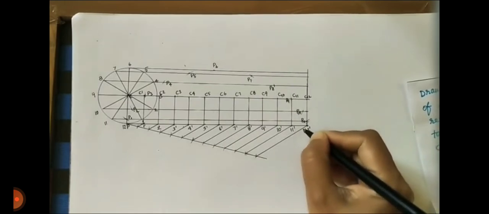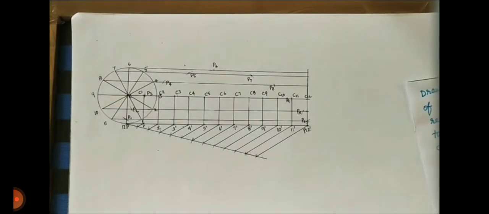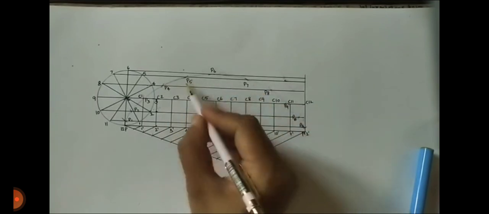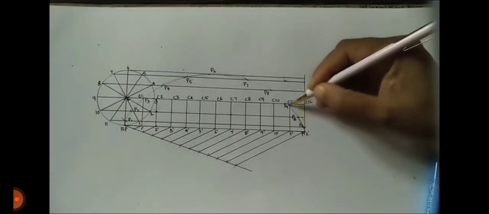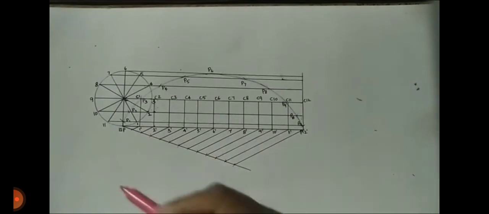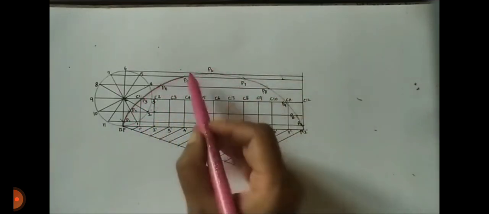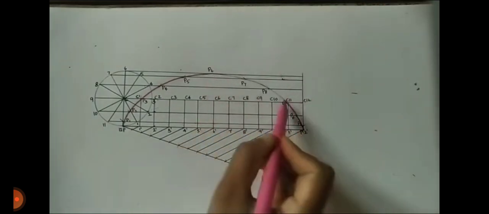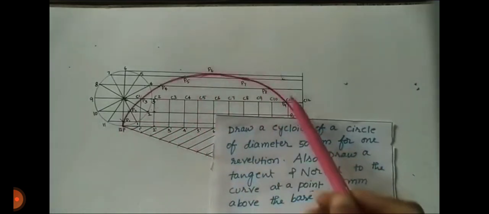In this way, firstly name the points, and after that draw a curve freehand between these points. Draw a faint freehand curve first. In this way you draw the cycloid first. After that dark it and join it. Okay guys, all of you see how we can draw the cycloid here. In this way we complete it.